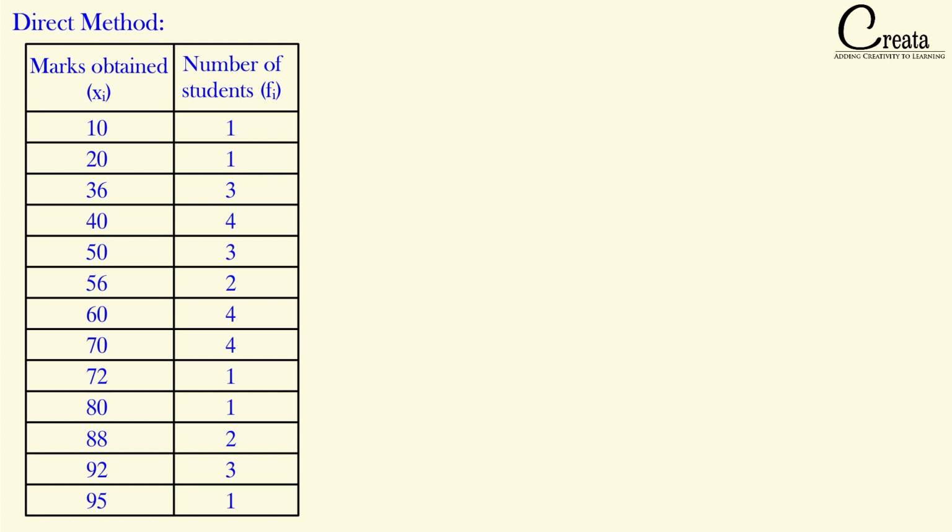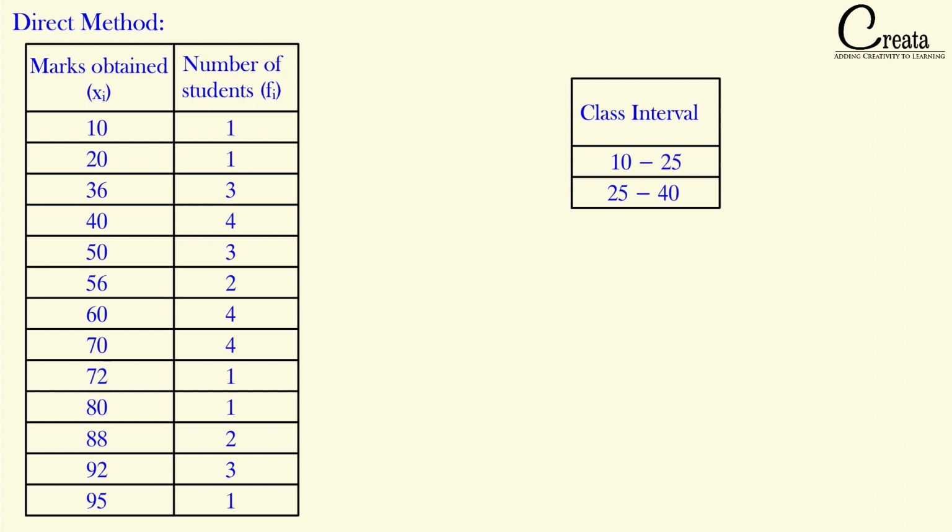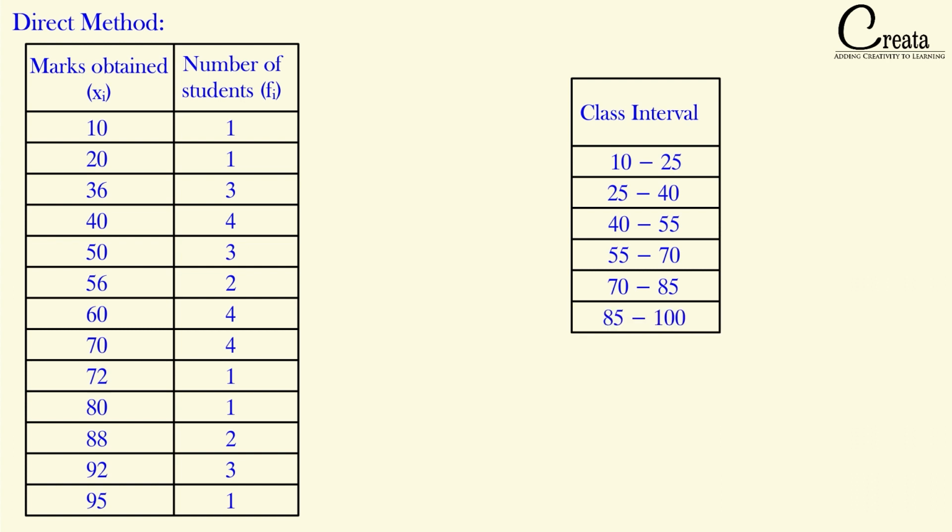Let's do the grouping. In the grouping, we take the class intervals. Class intervals are generally the width of the number in which we group the number. Here we are having the numbers from 10 to 100, so we will form certain groups. For example, the group from 10 to 25, 25 to 40, 40 to 55, 55 to 70, 70 to 85, 85 to 100.